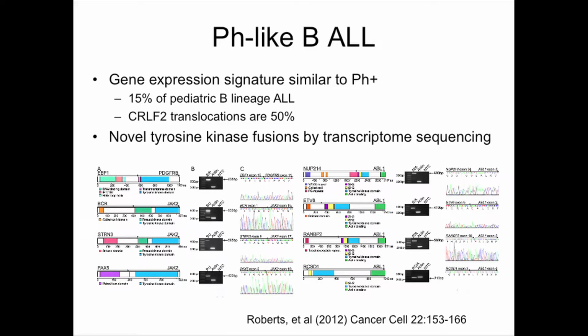These cases constitute about 15% of pediatric B lineage ALL, and the presence of mutations involving the CRLF2 gene, which we'll talk about in detail in just a minute, account for about 50% of this particular subgroup. So again, part of the reason these are of such interest currently is the possibility that this very poor outcome subset of B-ALL might be positively affected by the use of tyrosine kinase or other inhibitors targeted against these types of molecular lesions.